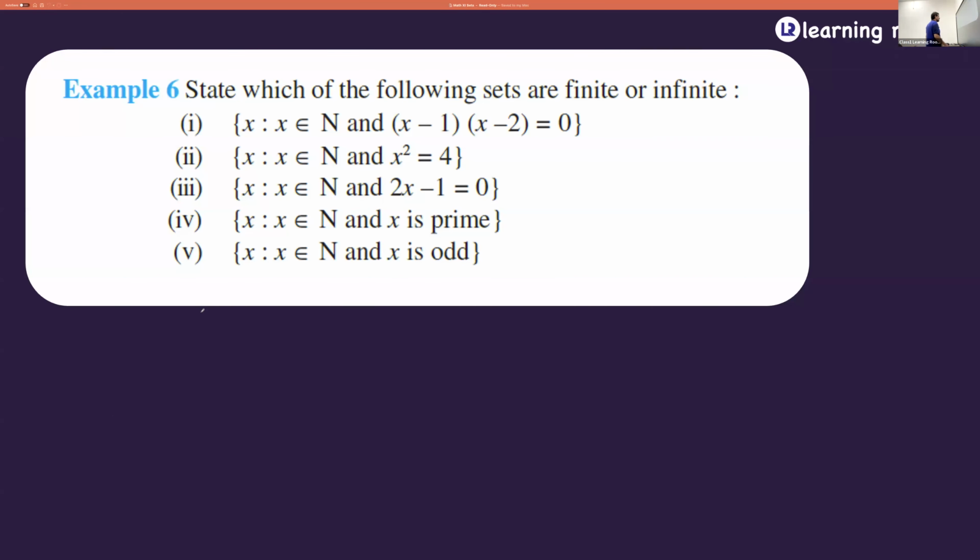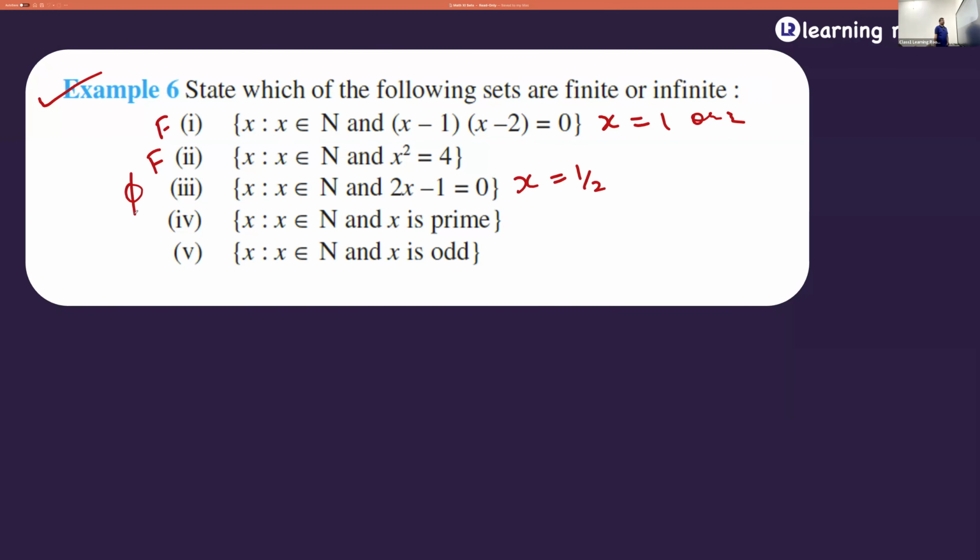Having said this, let's see how the problems are. State which of the following sets are finite or infinite. First one: x is such that x belongs to natural numbers and (x minus 1)(x minus 2) is equal to 0. x is equal to 1 or 2, so it is finite. Next: x such that x belongs to natural numbers and x square is equal to 4. It is finite, x is equal to plus or minus 2. Next: x such that x belongs to natural numbers and 2x minus 1 is equal to 0. x is equal to half.